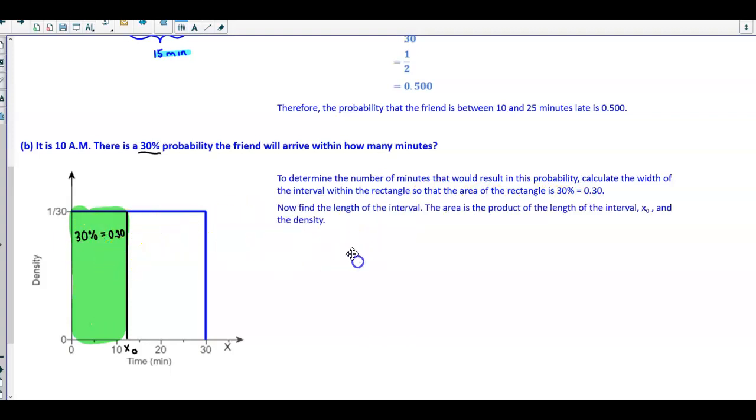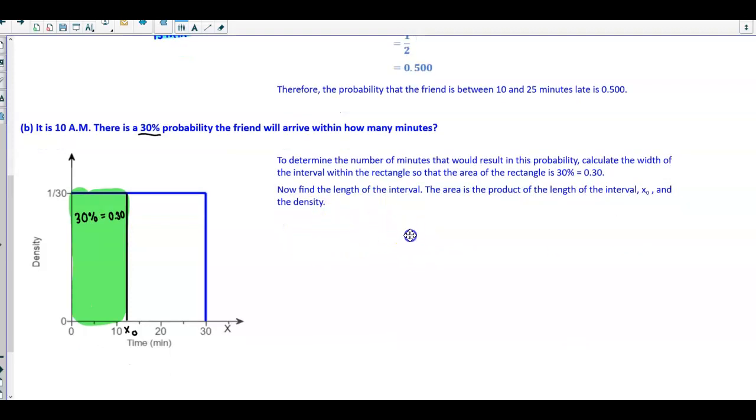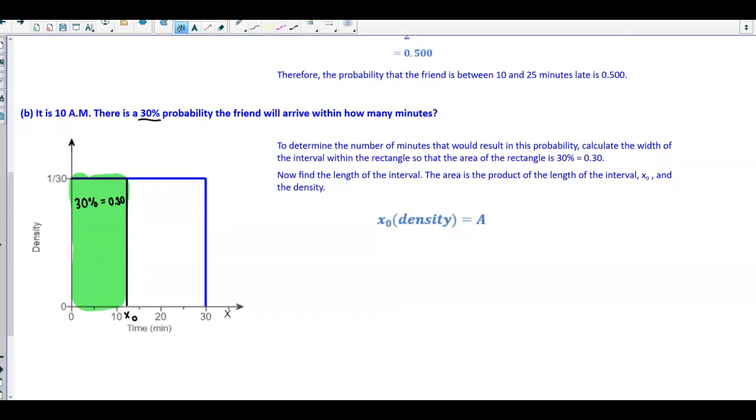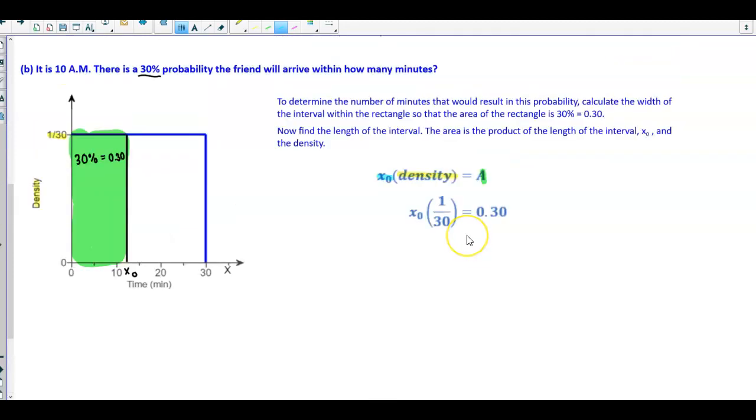Okay, now in order to find the length of the interval, the area is the product of the length of the interval, x subscript 0, and the density. So we're going to use the formula that we did above. But what do we know? We know what the area is. We know that the area, again, is representative of our 30%. We also know that the density goes from 0 to 1 over 30, so we know what the density is. So now what we're looking for is the time interval. So what do we know? Well, we know that the density represents 1 over 30. We also know that the area is 0.30.